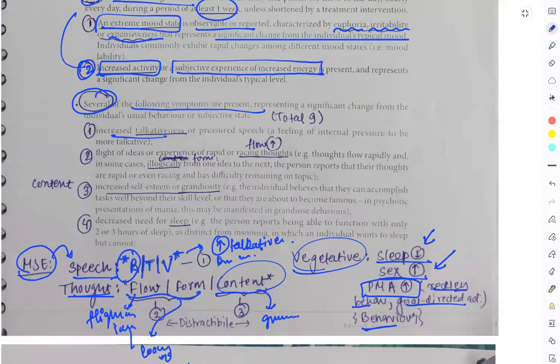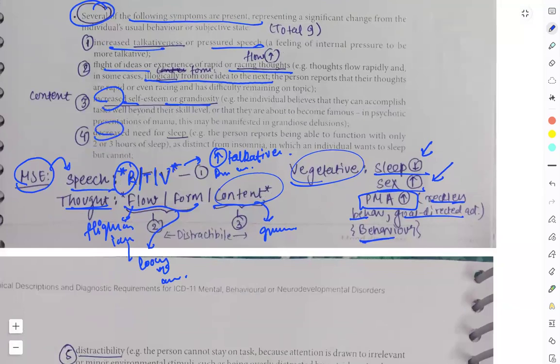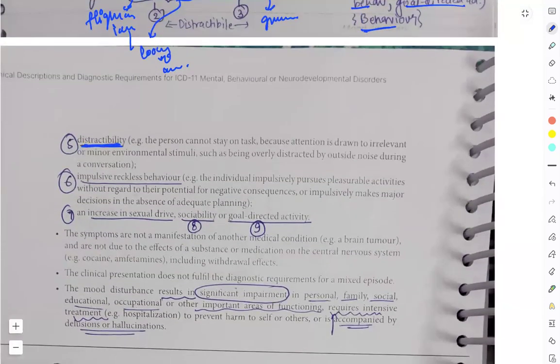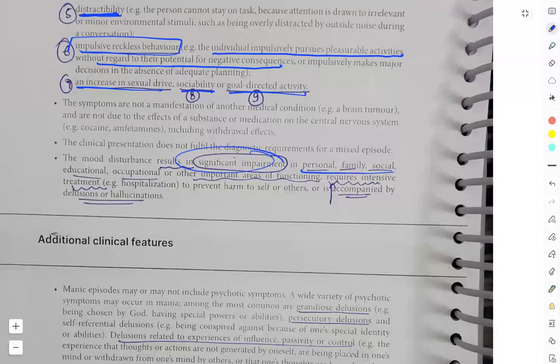So, you see, increased talkativeness, pressure of speech, flight of ideas, rapid or racing thoughts, illogically forming one idea to the next, increased self esteem or grandiosity, decreased need for sleep, distractibility. All right, this I forgot. Distractibility is present. Then impulsive, reckless behavior. Example: individual impulsively pursues pleasurable activities without regard for their potential negative consequences. An increase in sexual drive, sociability, and goal-directed activity. Now, significant impairment needs to be present in all of these domains, and it must be so significant that you understand that the patient might require intensive treatment, example hospitalization.